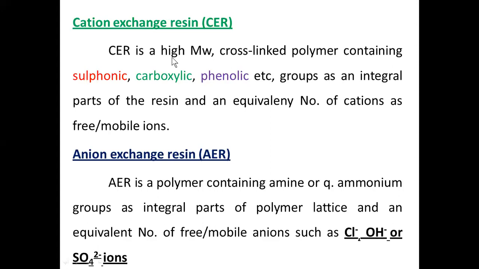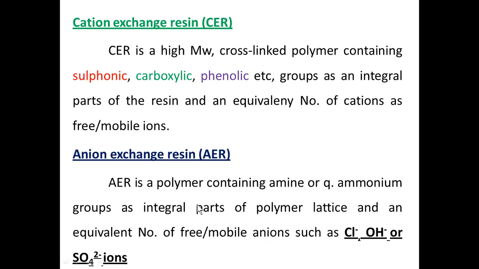So any cation exchange resin will have a high molecular mass, highly cross-linked polymer, with functional groups like sulfonic, carboxylic and phenolic groups as an integral part of the polymer, with the equivalent number of cations, meaning the hydrogen ions, and they are called free ions.